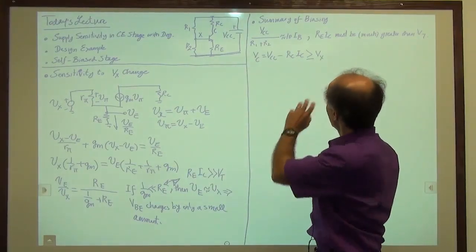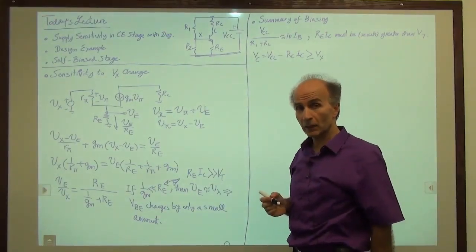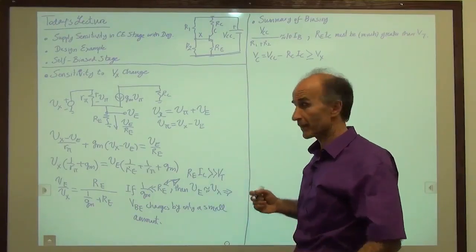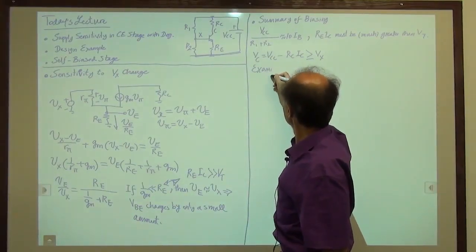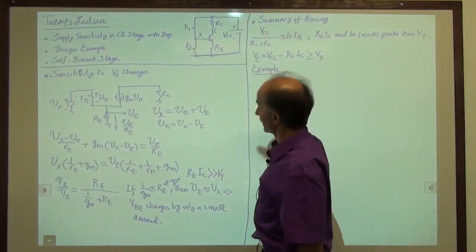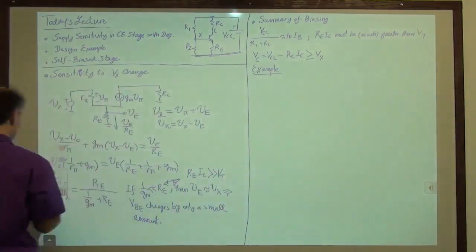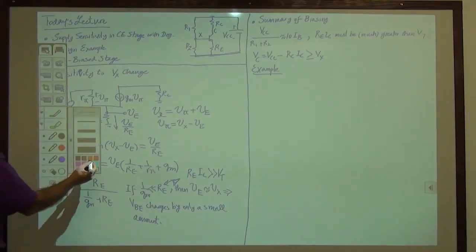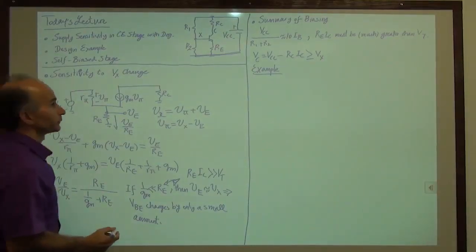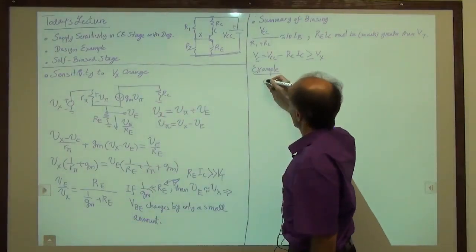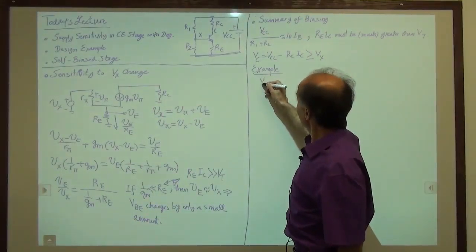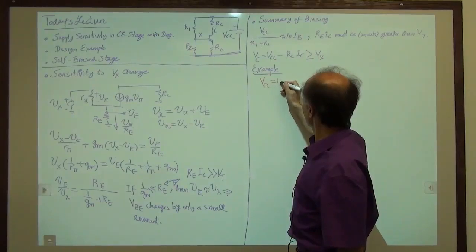All right, to hammer these in, let's go and take a look at an example with some numbers to see how things come out. So here's an example. So let's change the color of our pen to red. Okay, so here are some numbers. Suppose that we have a supply voltage of 1.5 volts.